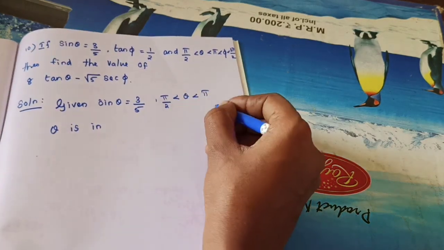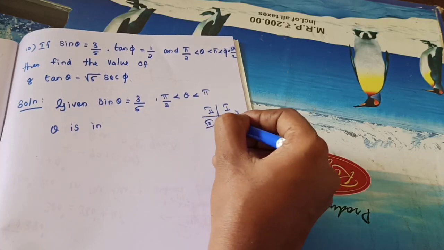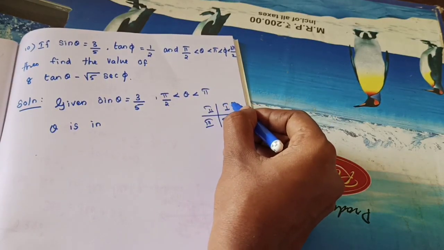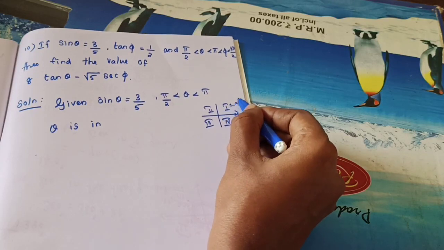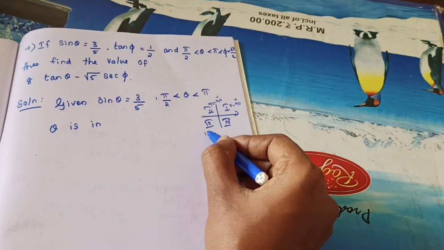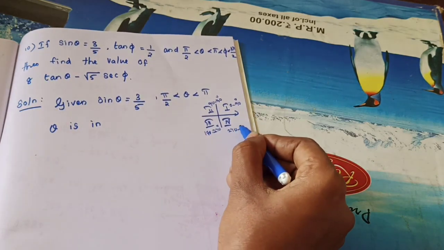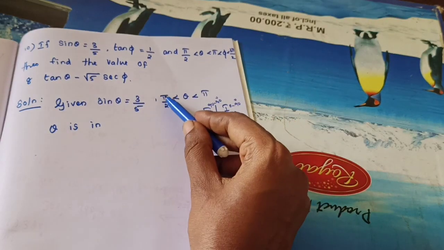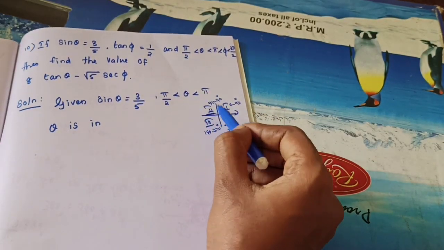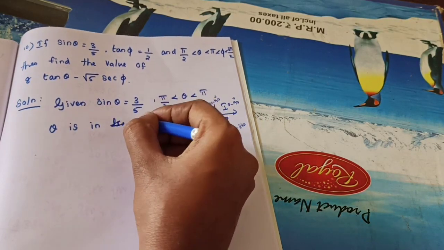The options are first quadrant, second quadrant, third quadrant, fourth quadrant. It is given as 90 to 180, correct? So here 0 to 90 degree, here 90 to 180 degree, 180 to 270, 270 to 360. Here pi by 2 means 90, here it will be 180. So where does theta lie? In which quadrant? Second quadrant.